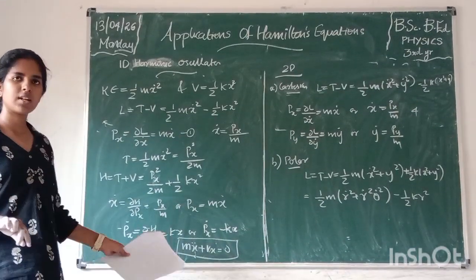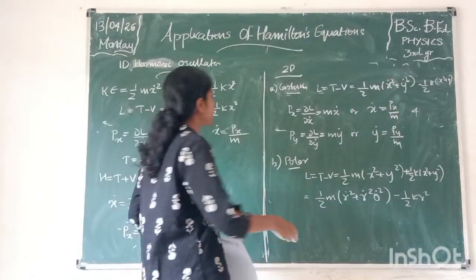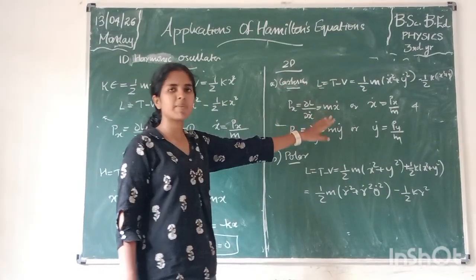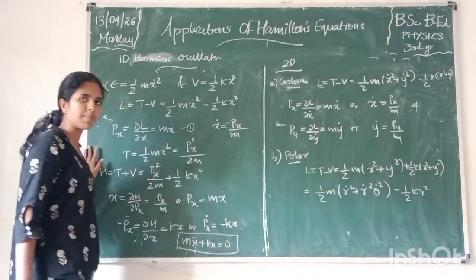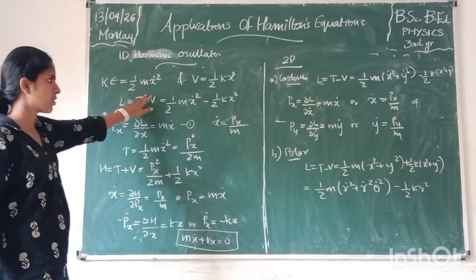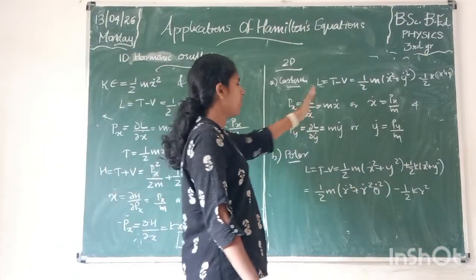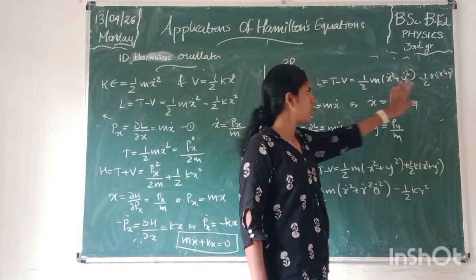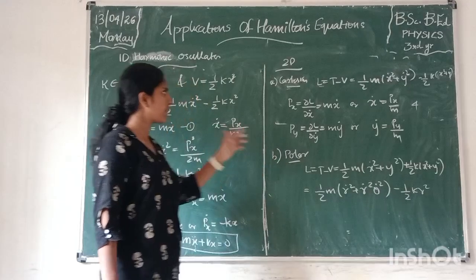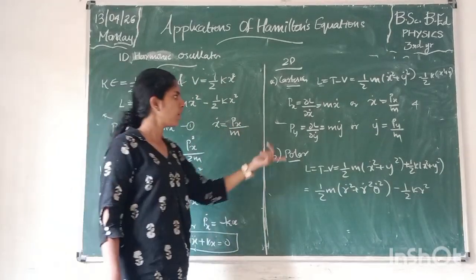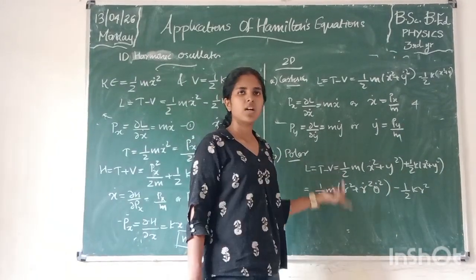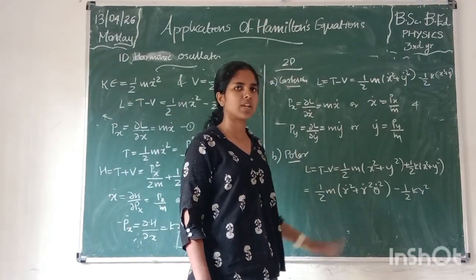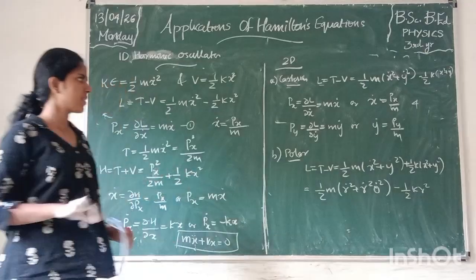Okay, is there any doubt? No. So next is Cartesian, like two dimension. Two dimension means it is the same as one dimension, but since it is two dimension, x dot and y dot also will be there. So in the same way, what we did in one dimension, we can do in two dimension and find the equation of motion and Hamilton's equation of motion. Okay, that's all about this three.